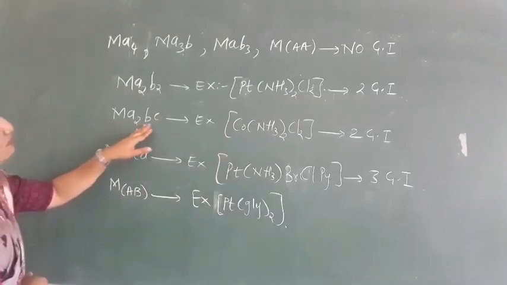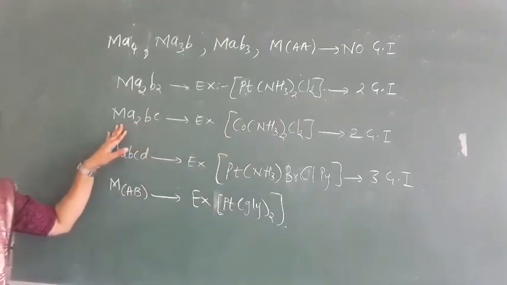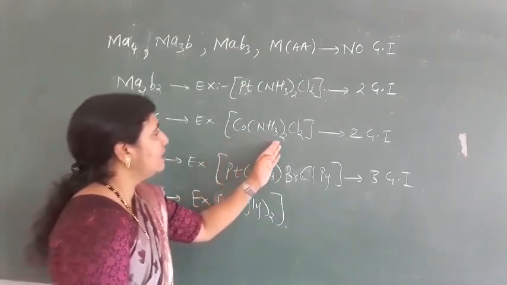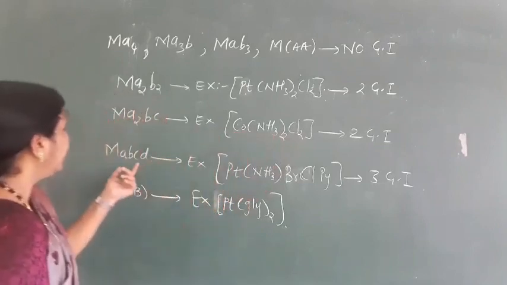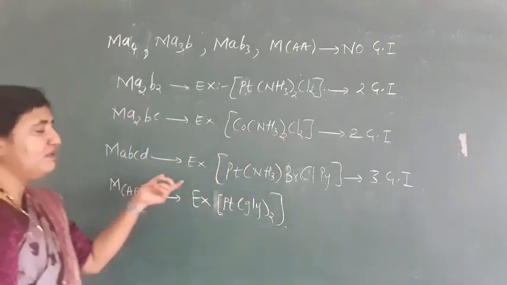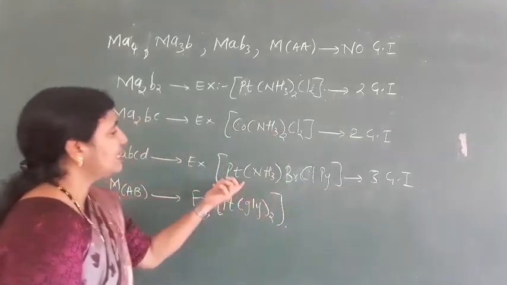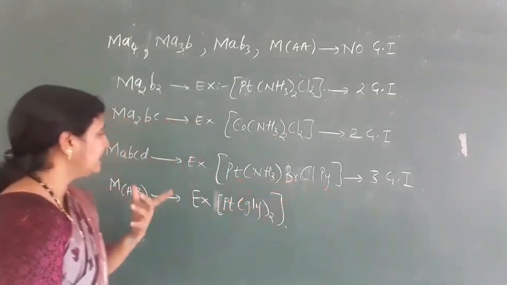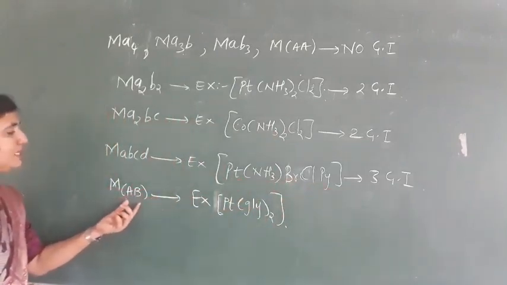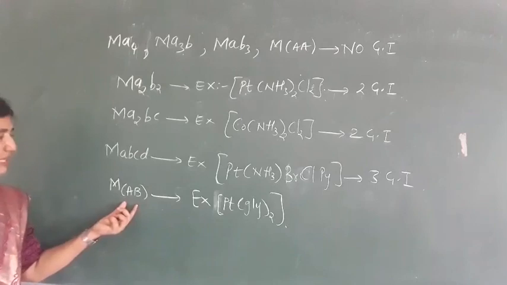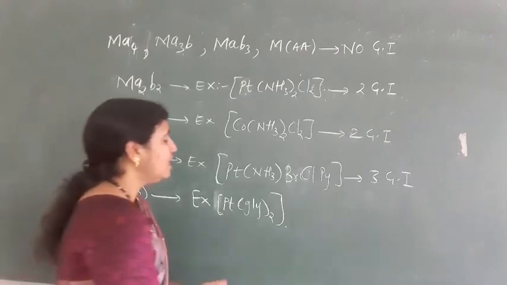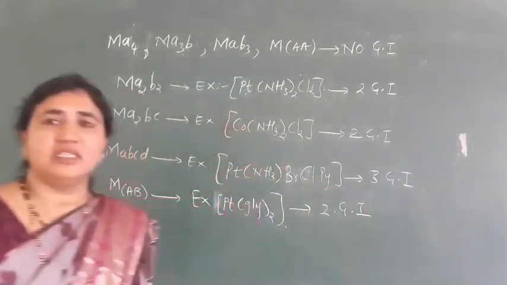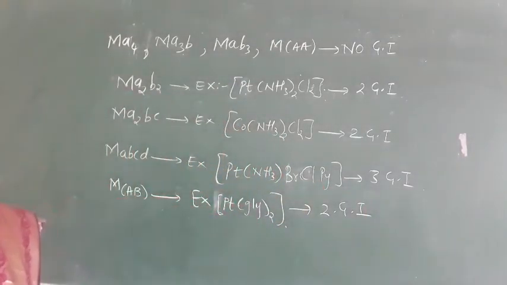Next we have MA2BC. Here also two geometrical isomers are possible, one is cis, one is trans. The example is cobalt diammine dichloro. And for the MABCD type we have three geometrical isomers, the example being platinum ammine bromo chloro pyridine. And for M(AB), an unsymmetrical bidentate ligand, geometrical isomerism is possible. How many? Two geometrical isomers. This is all about square planar structures.